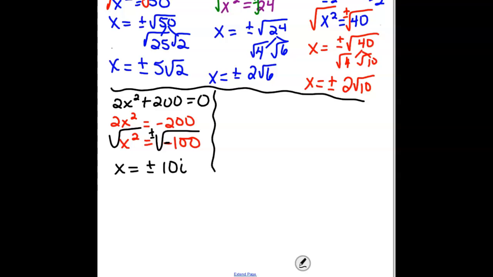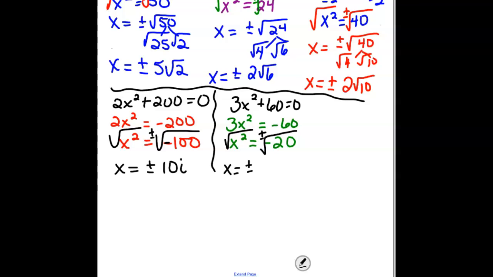All right, the next one I want you to add: 3x squared plus 60 equals 0. Step 1 would be to subtract the 60 to the other side. Step 2 would be to divide out the 3. And then step 3 would be to square root. So we end up with x being plus minus the square root of negative 20, which we can think of as 4 times 5. When we square root the 4, we get a 2. When we square root the negative, we get an i. And we still have a square root of 5 remaining.